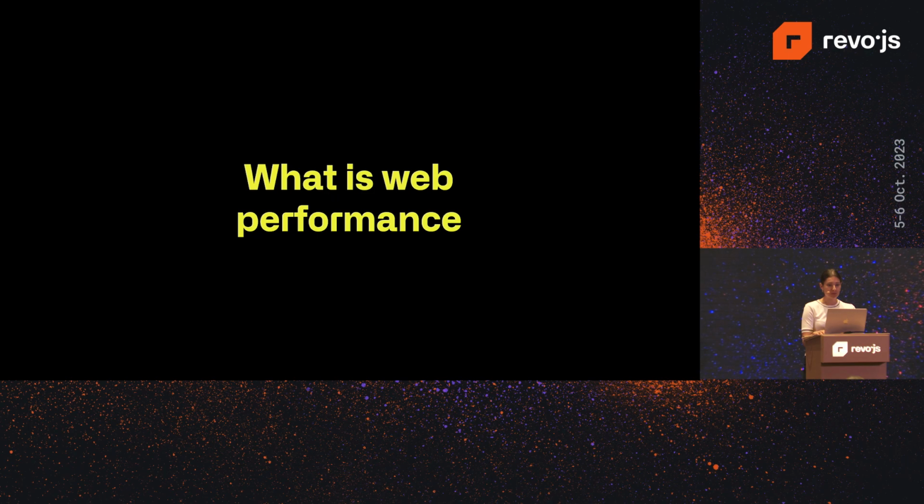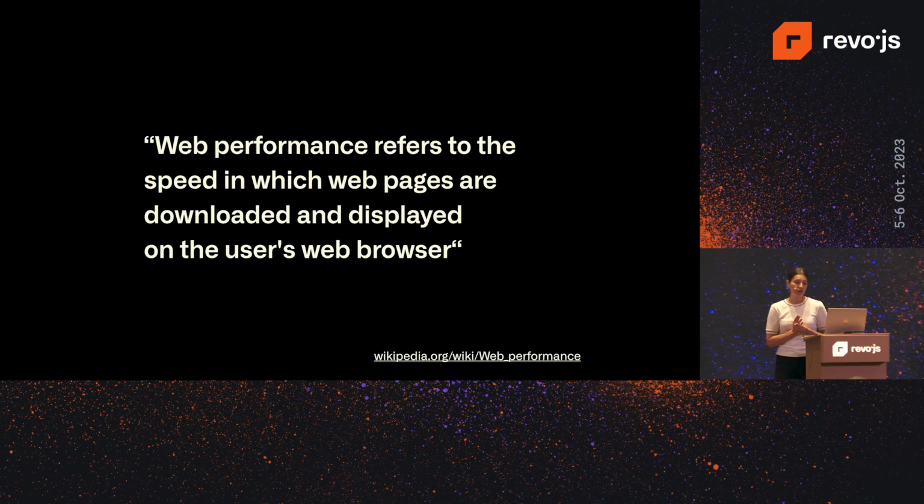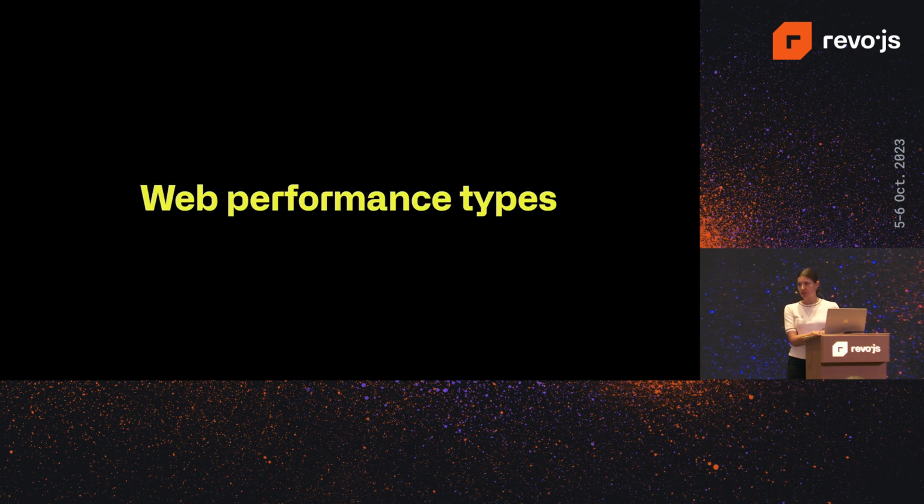So what is web performance? The definition from Wikipedia says that web performance refers to the speed in which web pages are downloaded and displayed on the user's web browser. This is quite a simplistic definition, I must say, and only touches one part of one type of web performance. So let's go to the web performance types so we can understand the differences and see how this definition might be a bit too simple.